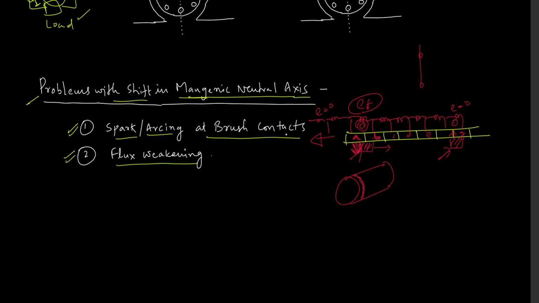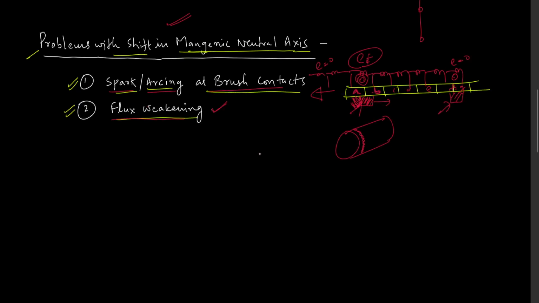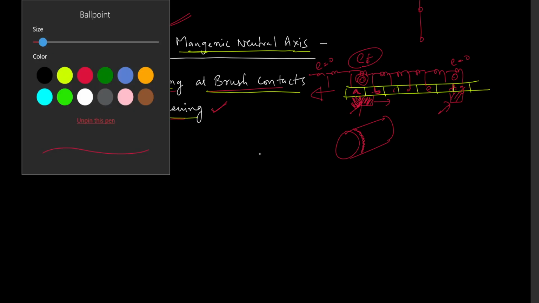We have to address this problem urgently. Now, what about the problems arising due to the shift in magnetic axis? One, we have just understood that arcing or sparking takes place at the brush contacts due to circulating currents, because the magnetic neutral axis is shifted. The coil shorted by the brush should have 0 voltage, but it does not have 0 voltage due to the magnetic axis shift. Now coming to the next point, that is flux weakening. Now what is flux weakening?